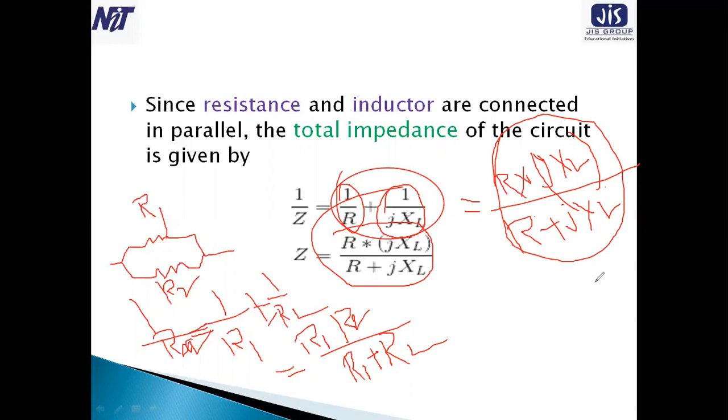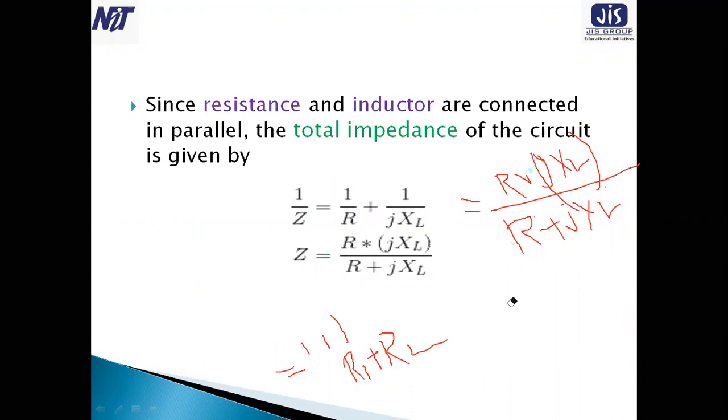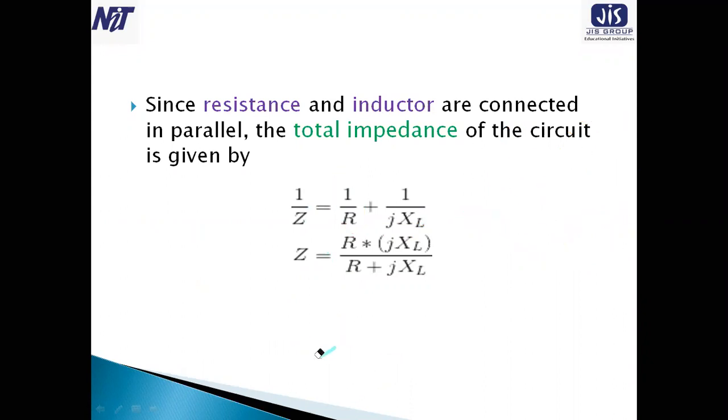Since the resistor and inductor are connected in parallel, the total impedance of the circuit Z will be equal to R into jXL divided by R plus jXL. So with the help of this simple method, we can find the impedance of the circuit.